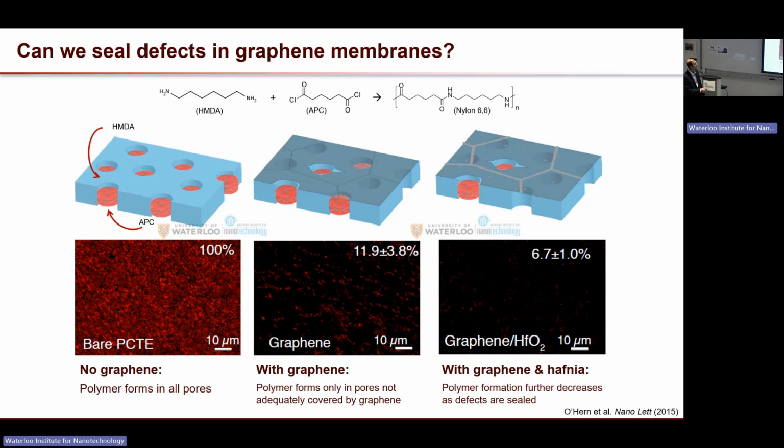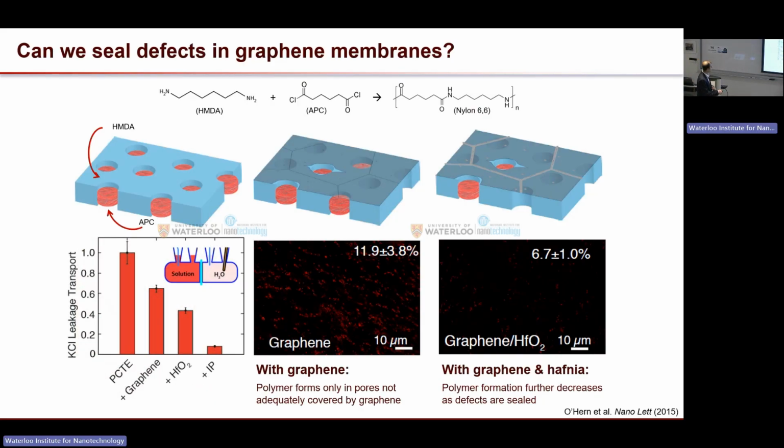Now, if we put graphene on it, then what happens is that they will form plugs only in areas where there are defects. And then we also can use atomic layer deposition or other methods that will also selectively go to defects. They seal the defects, and you can see this going down further. So we can actually localize chemical reactions only at sites of defects using the impermeability of pristine graphene.